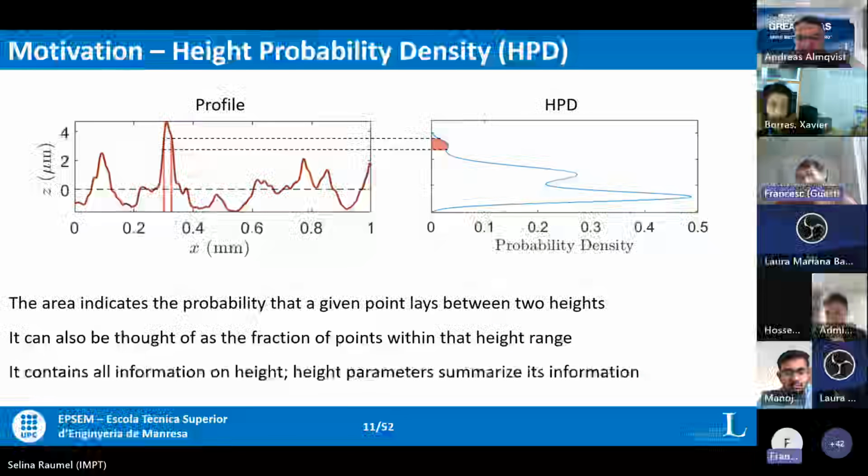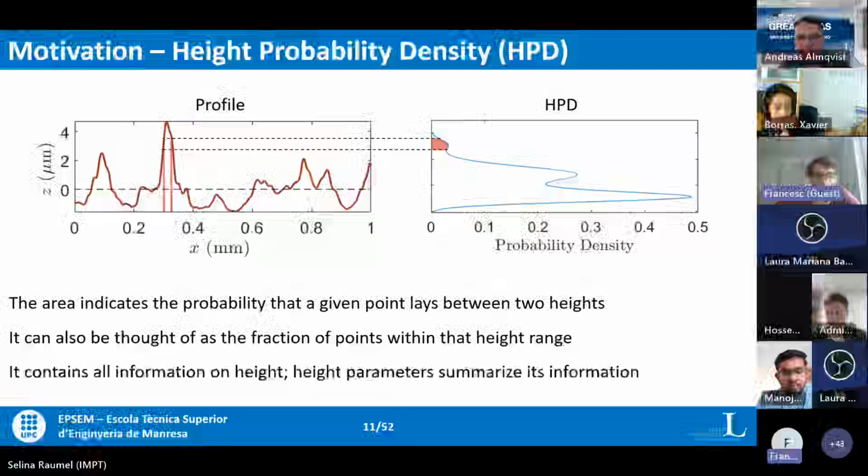High probability density is actually very related, almost the same as the Abbott's curve that Andreas was talking about before. Basically, we define it according to the area. So this area in red that I'm marking on the high probability density indicates the probability that the height is between those two markers.